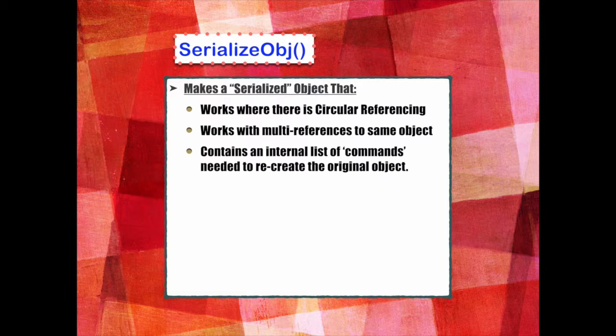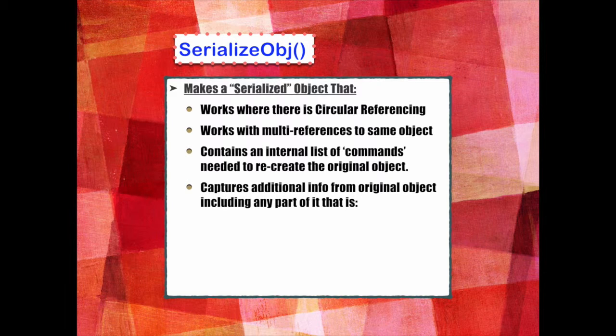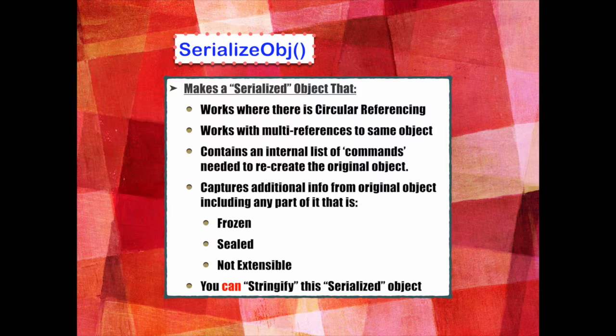It contains an internal list of commands needed to recreate the original object. That includes circular references, that includes multi-references to the same object, and it includes additional information that the object just might have. If any part of it's frozen, any part of it is sealed, any part of it is not extensible, it captures that information as well. And the finalized serialized object that is created by this method, you can stringify it and not get any errors whatsoever.